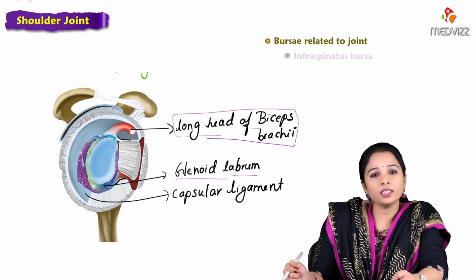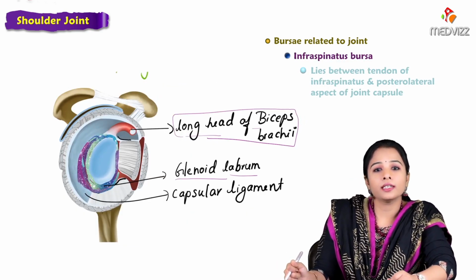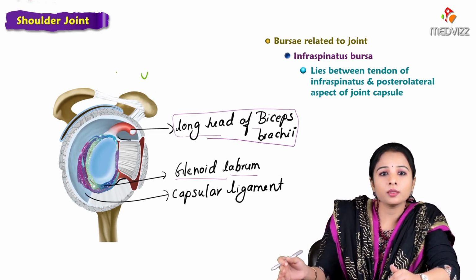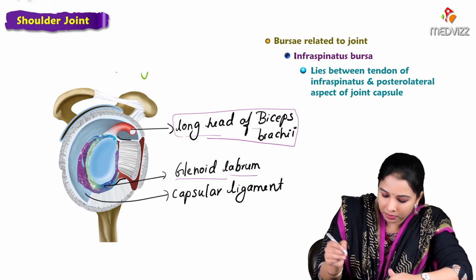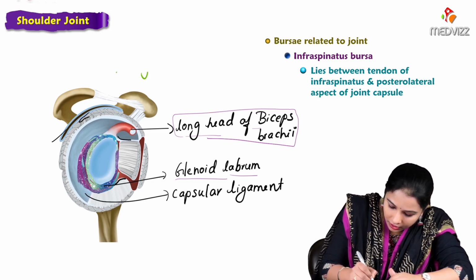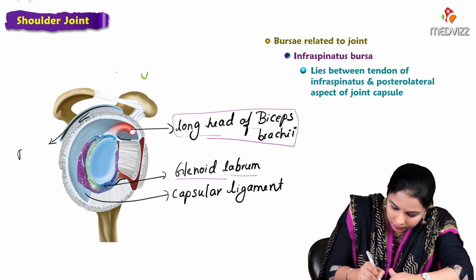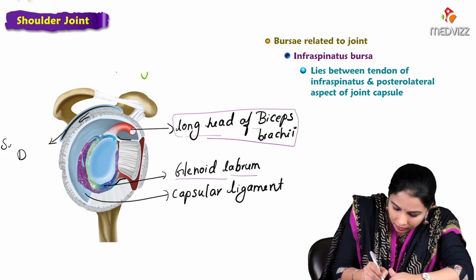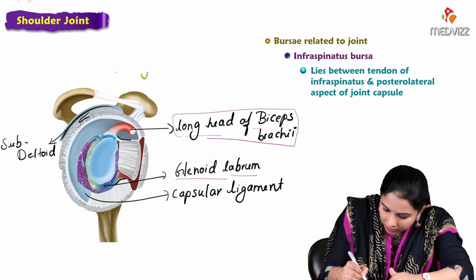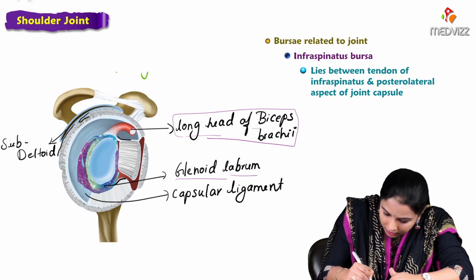This bursa usually communicates with the joint cavity. The next one is the infraspinatus bursa. It lies between the tendon of the infraspinatus muscle and the posterior part of the joint capsule. Here the infraspinatus muscle is shown. This is the subdeltoid bursa, which is present between the deltoid and the joint cavity. And this is the infraspinatus muscle.